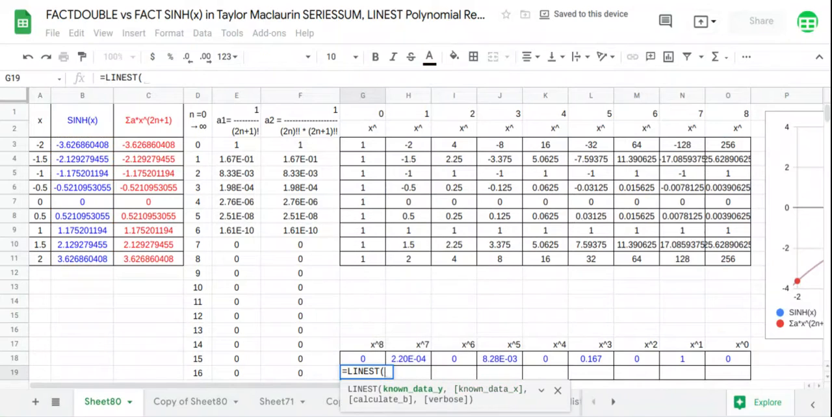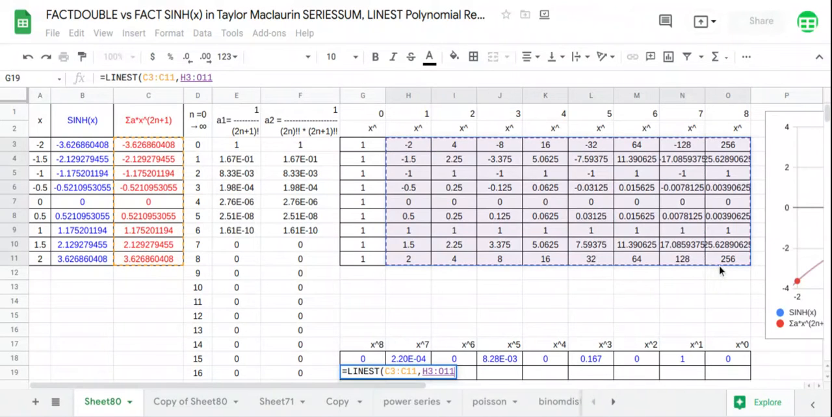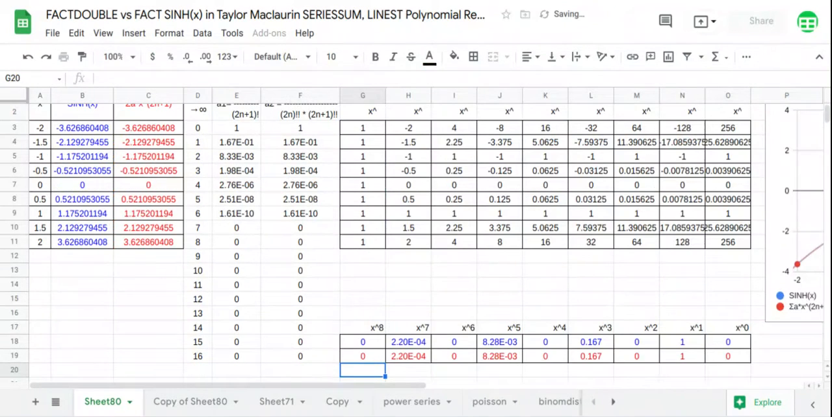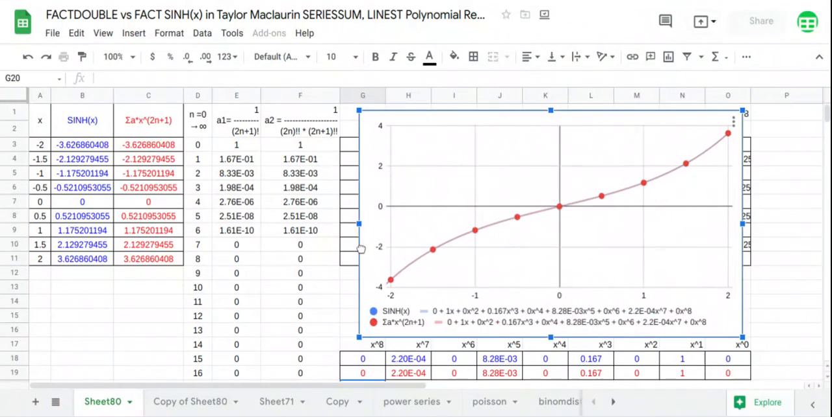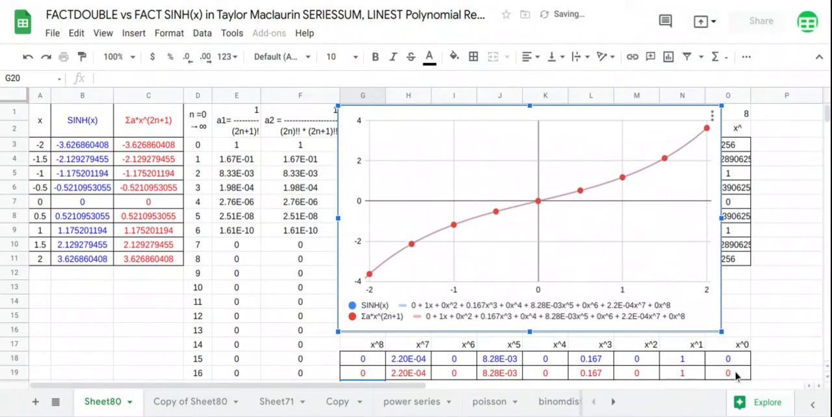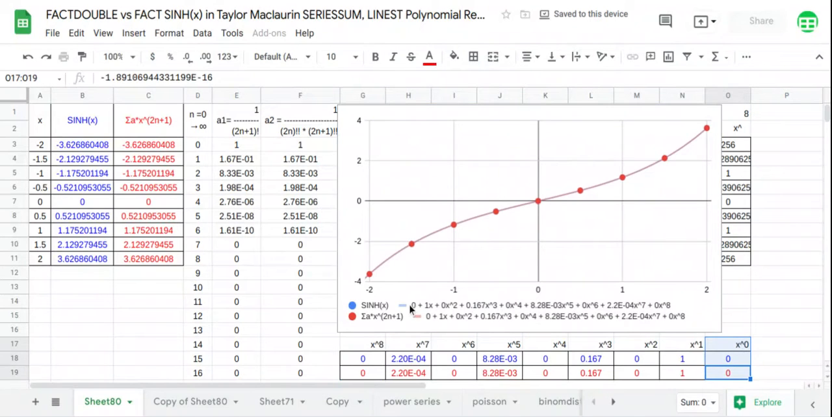LINEST data y and data x. Let's compare the coefficient against our chart. So the coefficient of x to the 0, 0. Coefficient of x, 1. Coefficient of x squared, 0. Coefficient of x cubed, 0.167. Coefficient of x to the 4th, 0.